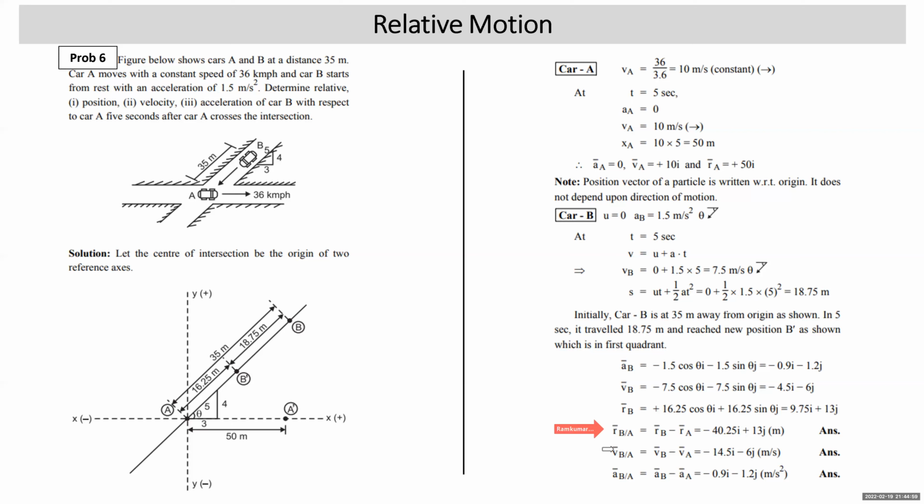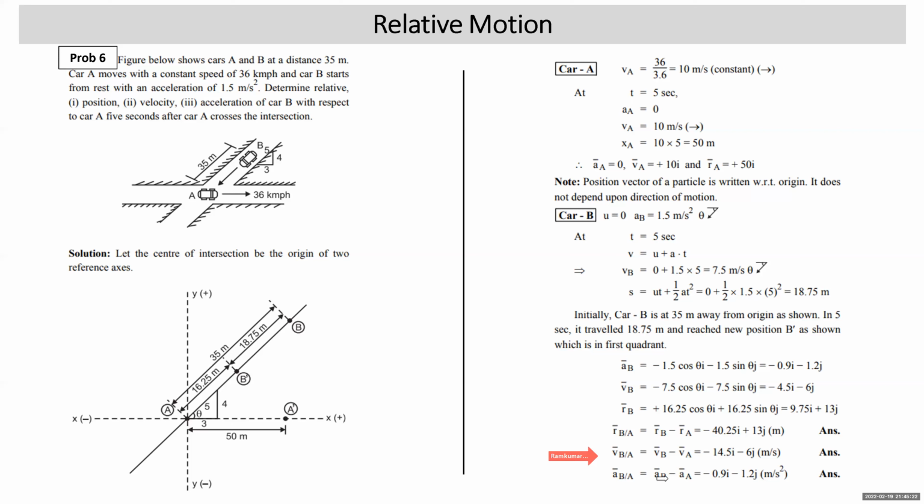Then the position of B with respect to A is rB bar minus rA bar. So that comes out to be minus 40.25 i plus 13 j in meters. Velocity of car B with respect to A in vectorial form is vB minus vA. If you substitute the vB and vA values, you get minus 42.25 i plus 30 j. Velocity of B with respect to A is minus 14.5 i minus 6 j in meter per second.